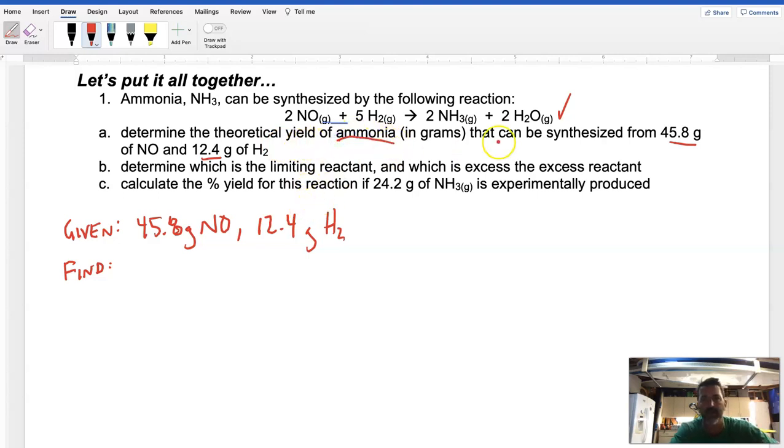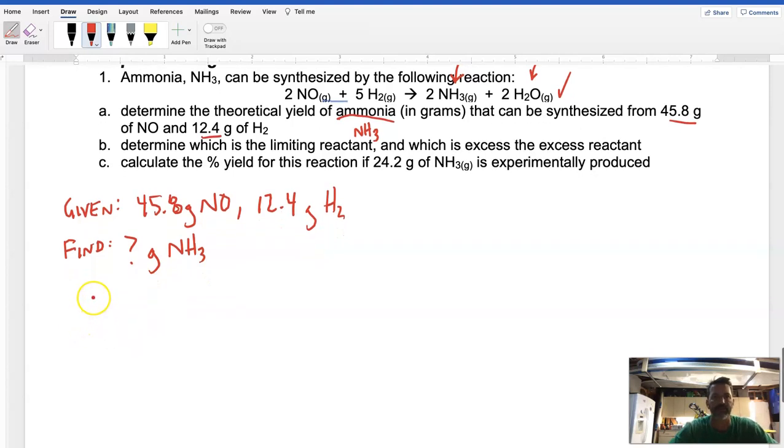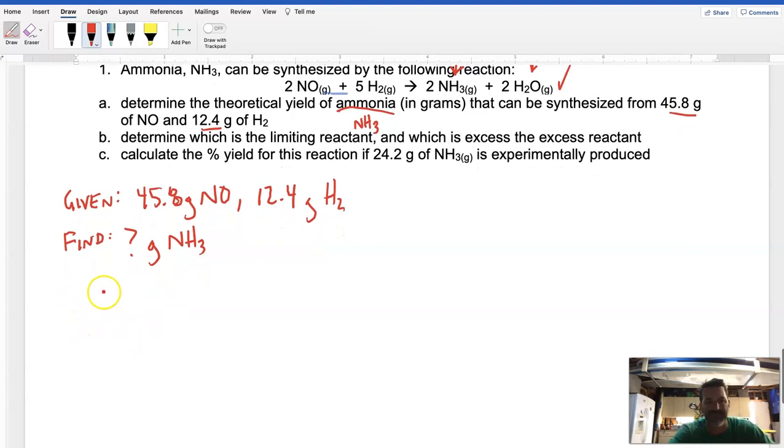Okay, so there's 2 products here. Water is one of the products, so by process of elimination, the other must be ammonia, and it is. NH3 is called ammonia. So I'm trying to find the grams of NH3. Once I do that, that's step 1 and part of step 2.